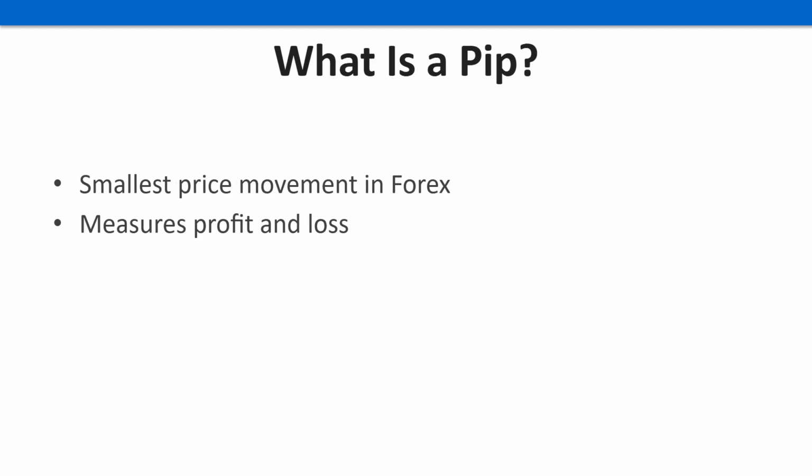What is a pip? A pip is simply the smallest price movement in most forex pairs. It is how we measure profit and loss on a trade. If price moves, pips measure that movement.